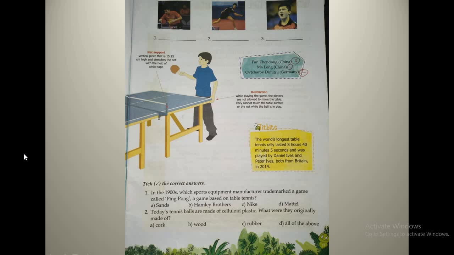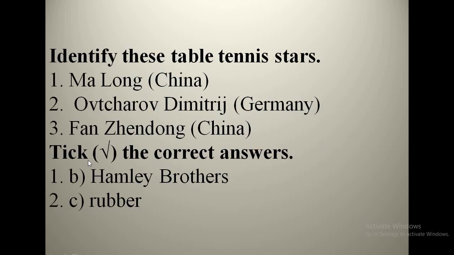The second question is, today's table tennis ball is made up of celluloid plastic. Right now, the ball which you use to play table tennis is made up of celluloid plastic. What were they originally made of? You have to tell what they were originally made of, right? So originally they were made up of rubber. The answer to 2 is rubber.